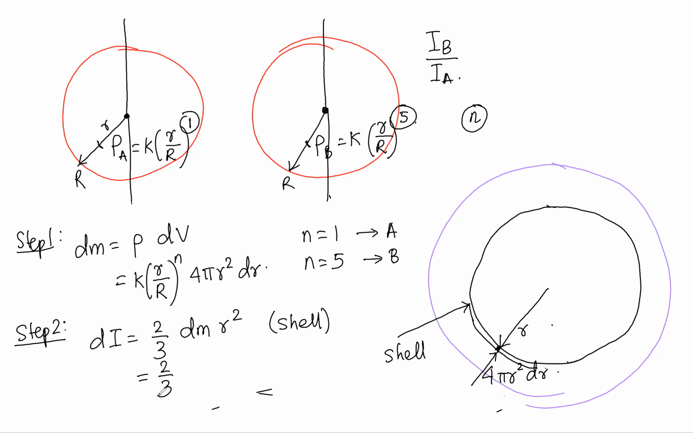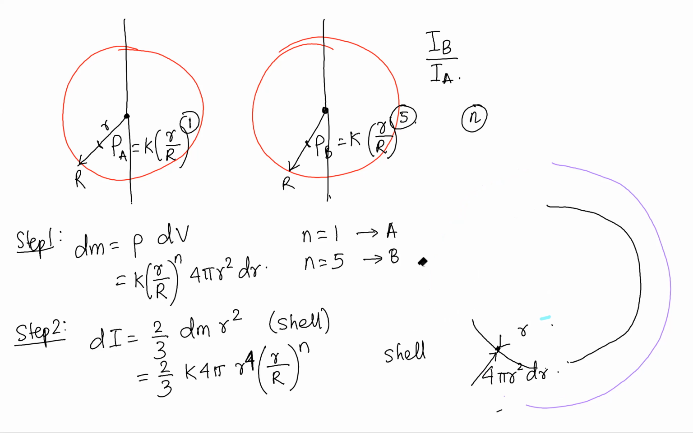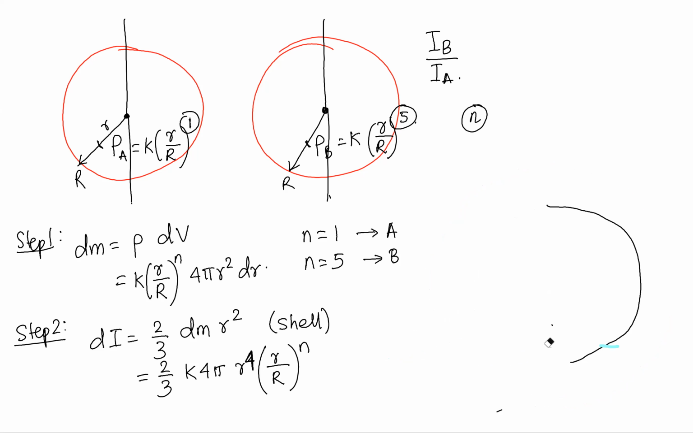So what is the value of dm? The value of dm is equal to k into 4 pi, always put the constants together, into r square into r by R to the power n multiplied by another r square. So this will become r to the power 4. That is di. Finally, we'll have to find out the moment of inertia by using integration. So I'm removing the shell over here. You already saw how I found out di.